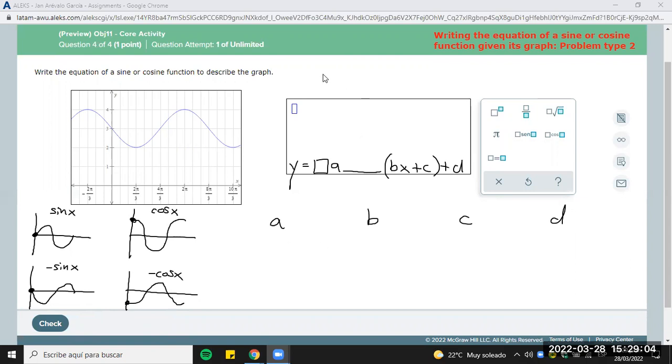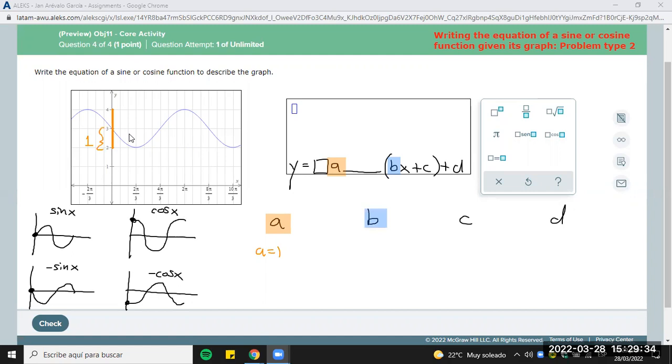So let's proceed with finding the first letter, A, that is the amplitude of the wave graph. You can see that it is half the distance from the lower part to the upper part. In my case, it is just 1. So A equals 1. That was an easy one.